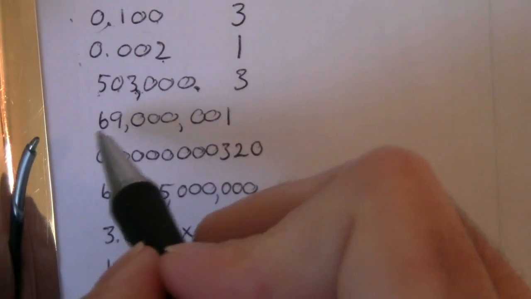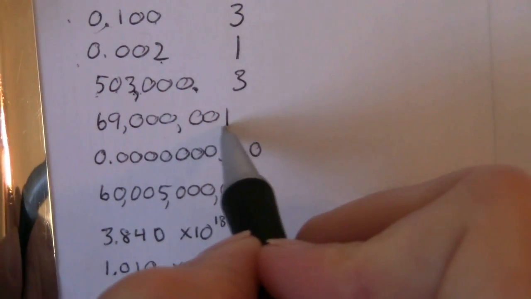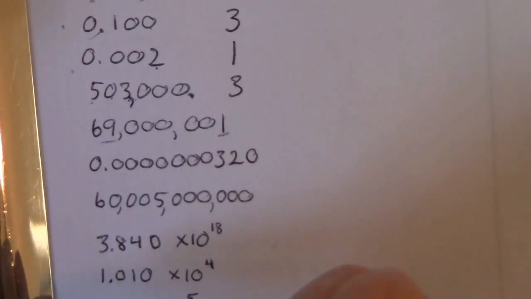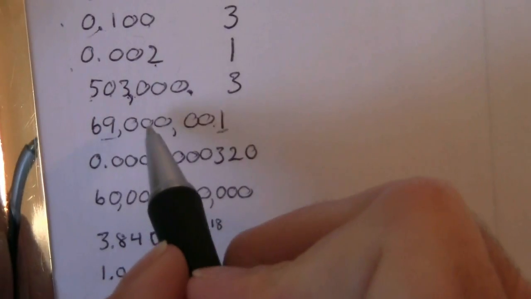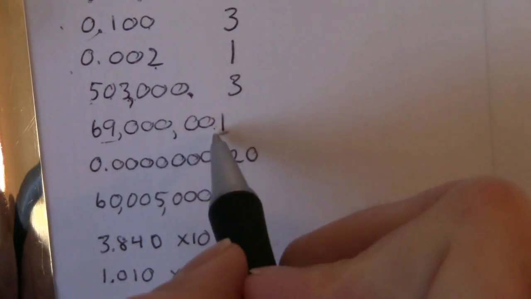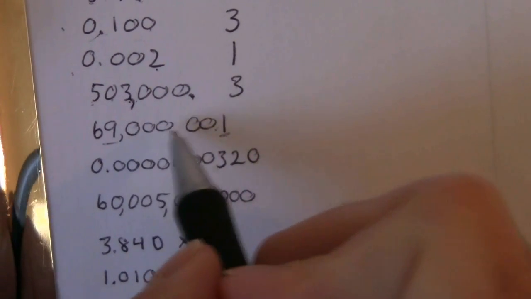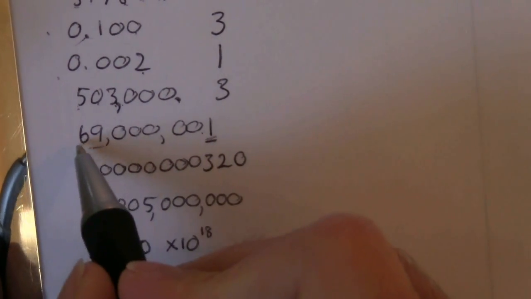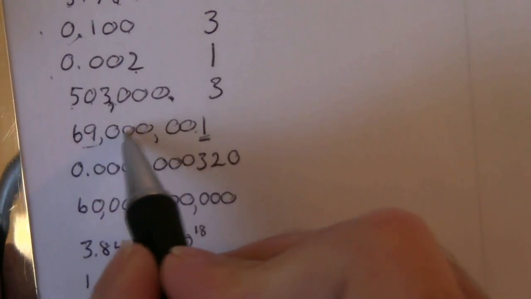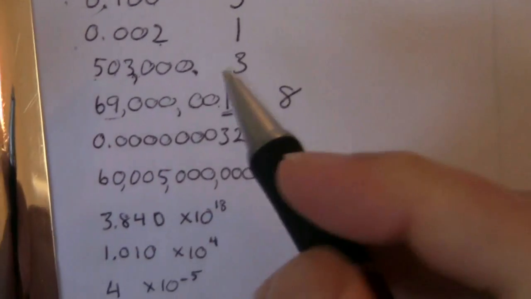Now here, all of these zeros are between 2 non-zero numbers, which means they're all significant. It's like you had a ruler, and on each division, it just happened to fall on a 0, and then here's where your uncertainty is. Okay, so this would be 1, 2, 3, 4, 5, 6, 7, 8 significant figures.